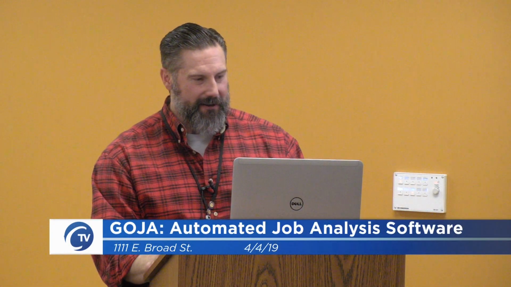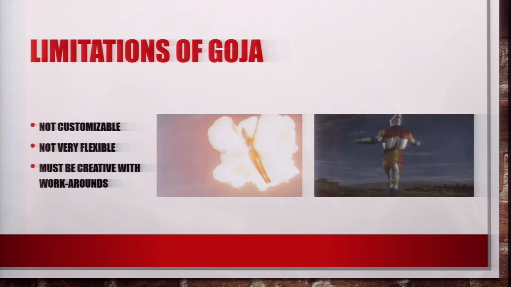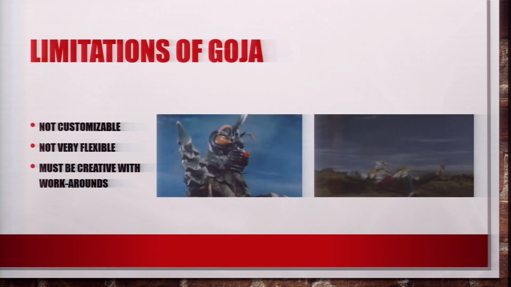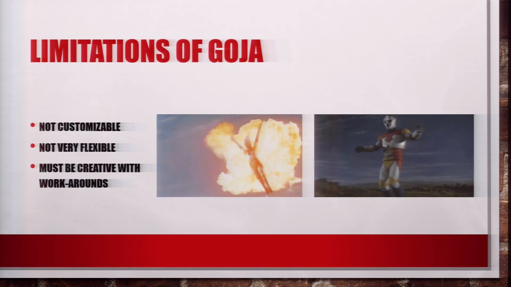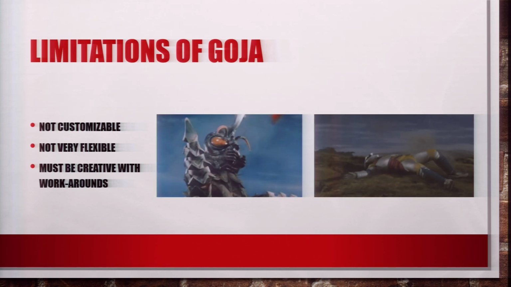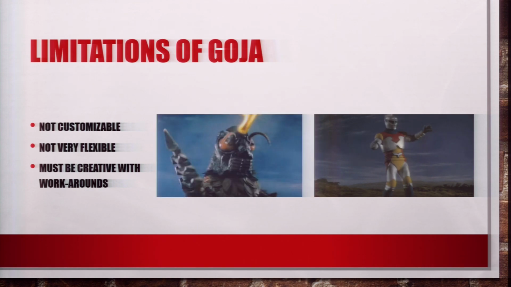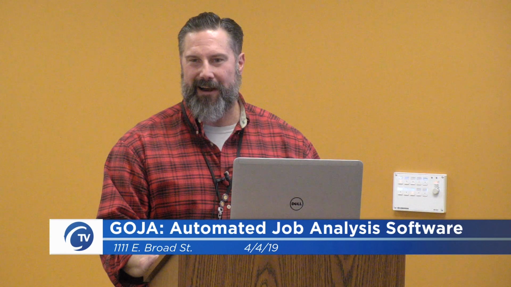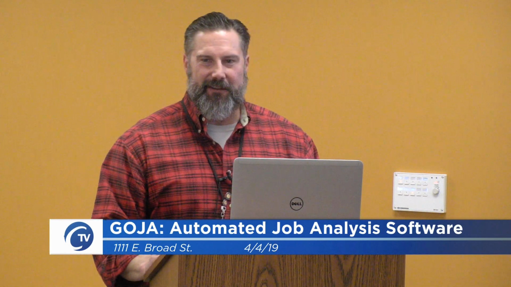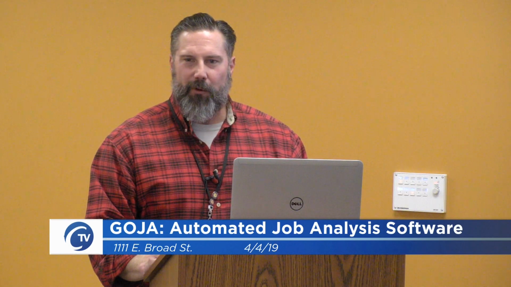So that's pretty great. The limitations of GOJA: it's not terribly customizable other than the statements you put together. The one thing that was difficult for us is we couldn't ask how many years they had been a police sergeant, separate from how many years they'd been a police officer, separate from total years in the division. That was kind of the one big drawback. Not a whole lot of flexibility, but if you're creative enough with workarounds, you can get the data that you want. Any questions about what we've seen here today before we go on?